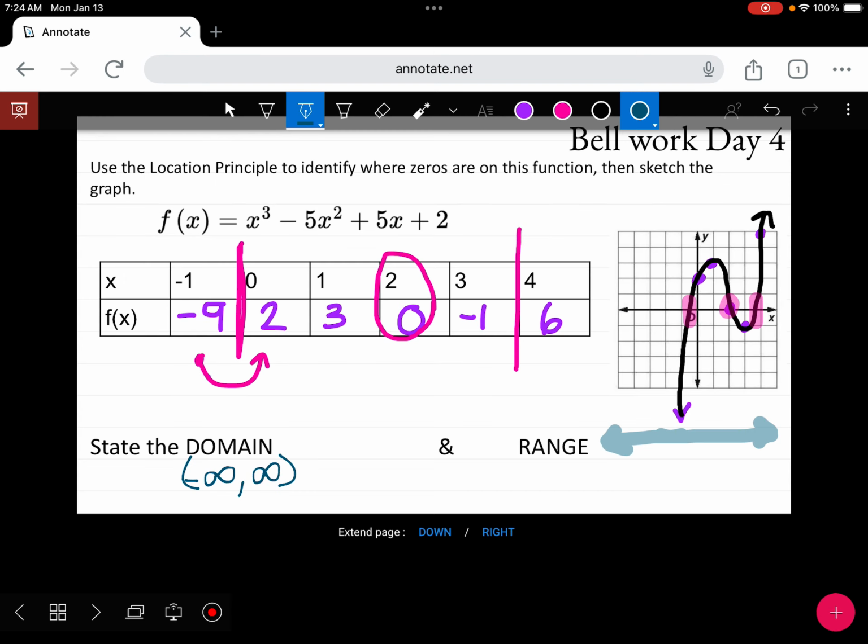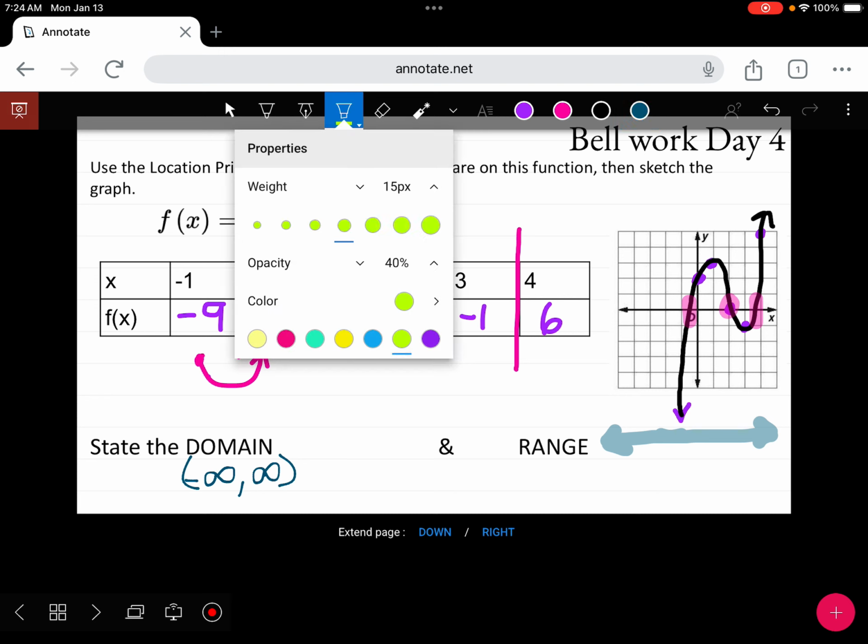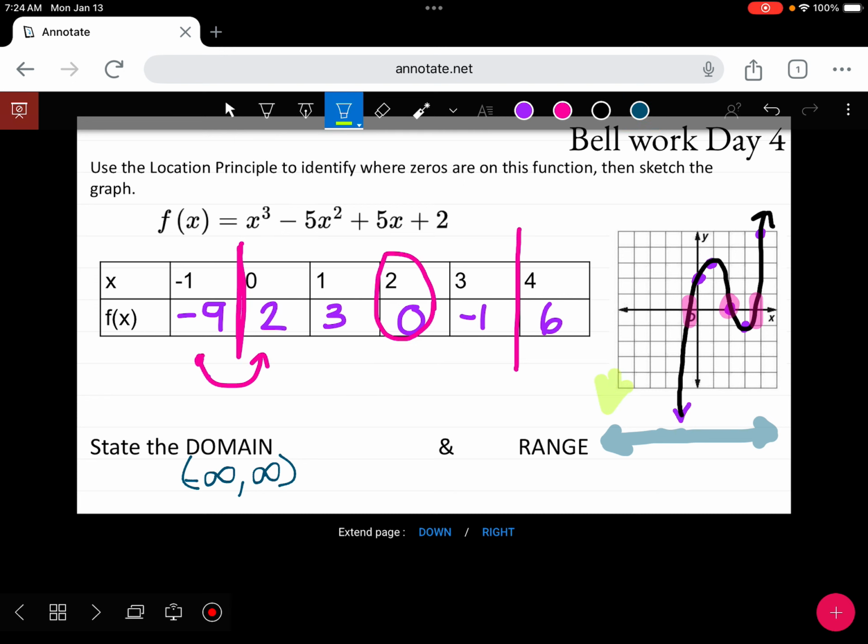What's our range on this one? Same thing. Looking top to bottom, how far we can go, and this goes from -infinity to positive infinity. And that will always be the domain and range of odd degree functions because they have that opposite end behavior. Since they go in opposite directions, it's always going to be -infinity to positive infinity.